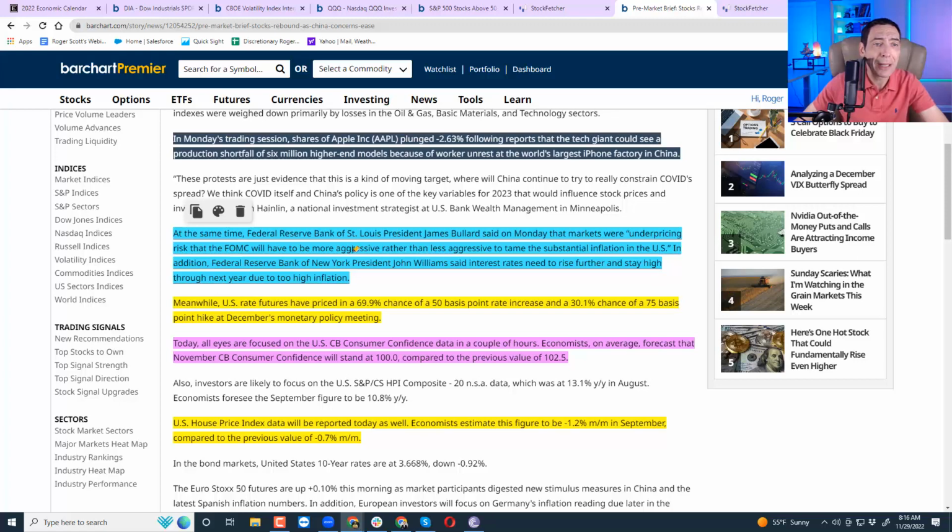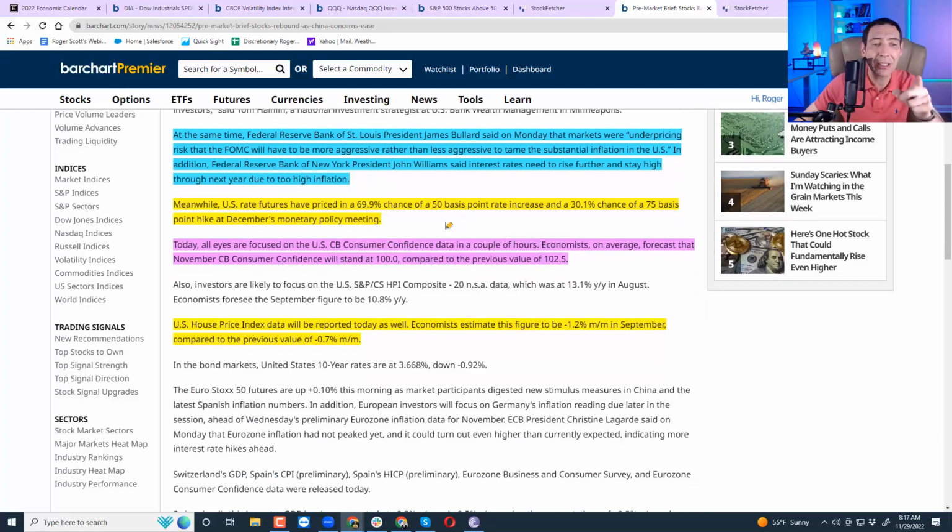At the same time, Federal Reserve Bank of St. Louis President Bullard said Monday that the markets were underpricing the risk that the FOMC will have to be more aggressive rather than less aggressive to tame the substantial inflation in the U.S. I'm just saying, everybody who's expecting 0.5 may be moving back towards 0.75 sooner than later, as we will see in a minute. In addition, the Federal Reserve Bank of New York president said interest rates need to rise further and stay high through next year due to high inflation, which is something I agree with.